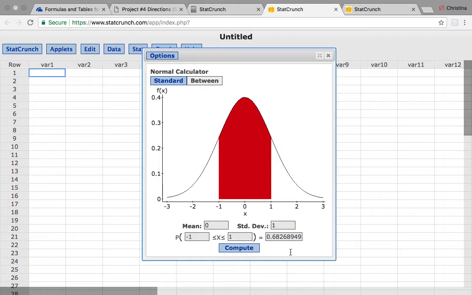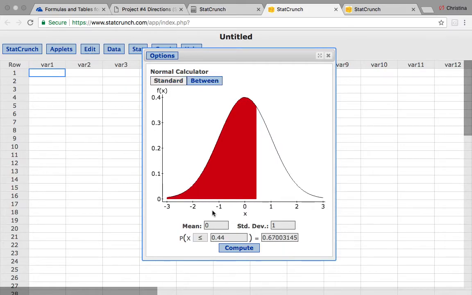So what that means is about 68% of the area is between a z-score of -1 and the z-score of +1, or within 1 standard deviation of the mean, which is 0 here. Okay, and then one more thing that we'll look at is if we're asked to find the z-score from a given area or probability.